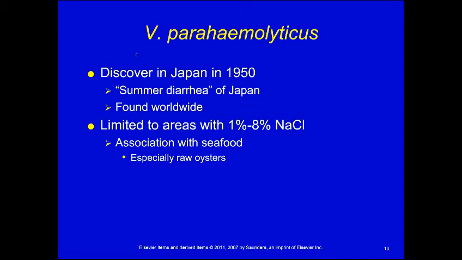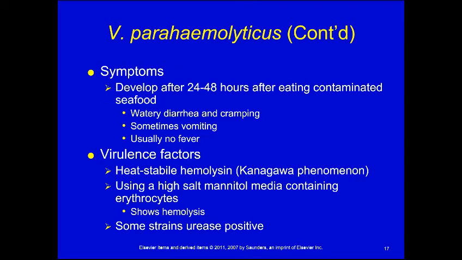Okay. The Vibrio parahemolyticus. This one was discovered in Japan in 1950. The parahemolyticus was the causative agent of summer diarrhea of Japan. However, this is found worldwide, limited to areas with 1% to 8% sodium chloride. It's associated with seafoods, especially when you eat raw oysters. Parahemolyticus yung nagkakaroon ng cholera type.